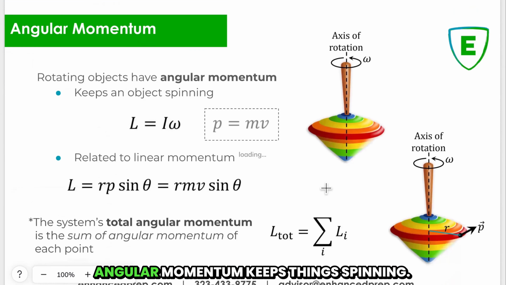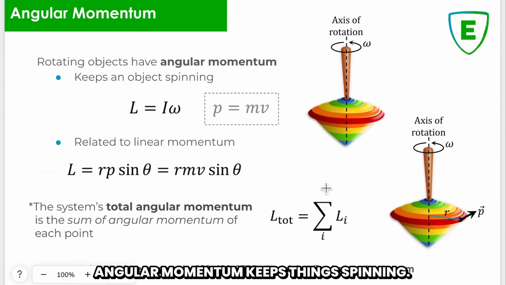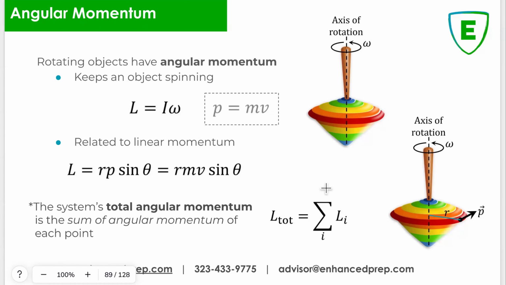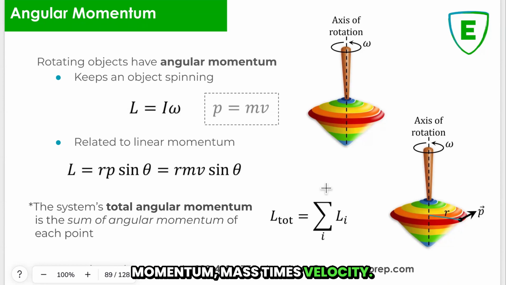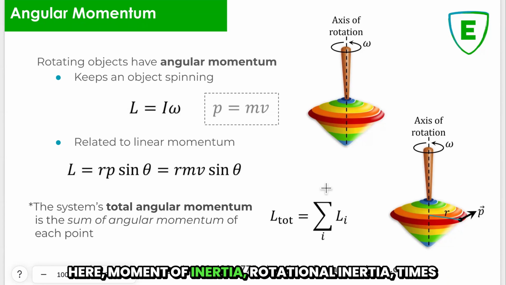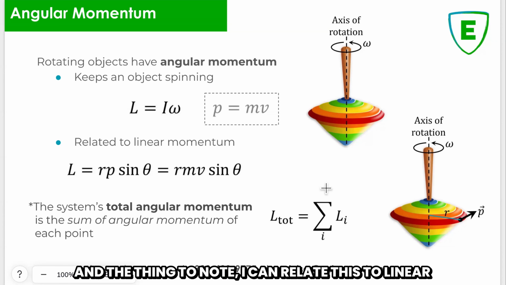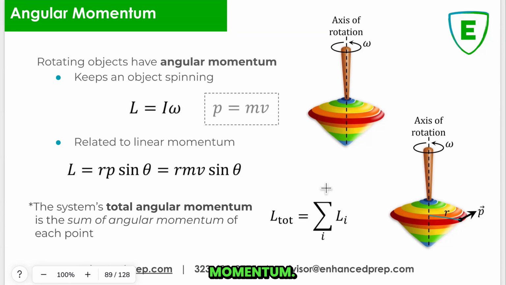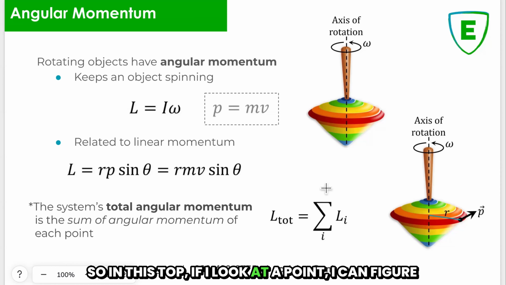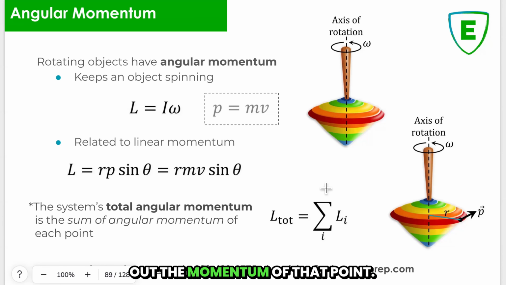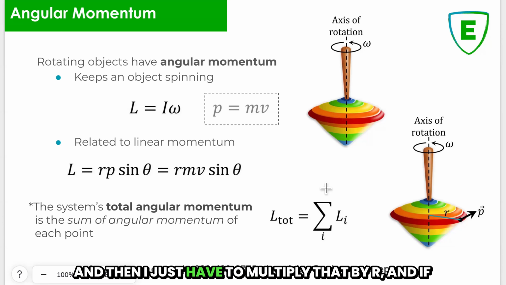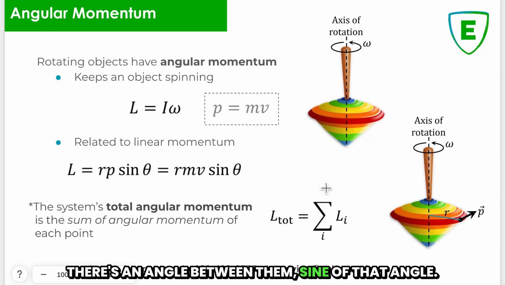All right. Angular momentum keeps things spinning. Can say it keeps the world turning, which is actually true. Momentum, mass times velocity. Here, moment of inertia, rotational inertia times angular speed. Okay. And the thing to note, I can relate this to linear momentum. So in this top, if I look at a point, I can figure out the momentum of that point, and then I just have to multiply that by r, and if there's an angle between them, the sine of that angle.